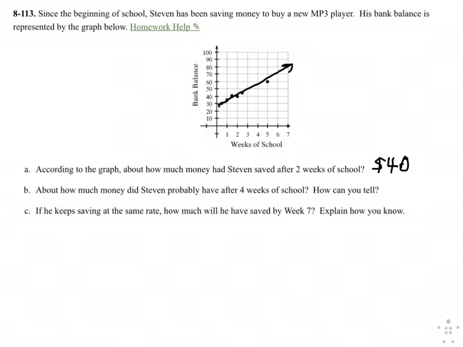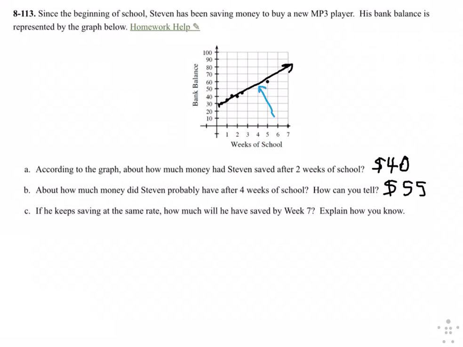So now the question says after 4 weeks of school. So after 4 weeks of school, we're looking right here. 4 weeks, it's right there, right? So I would estimate, looking on there, 4 weeks, that's 50, that's 60. It looks like it's around in the middle, so I'd say it's around $55, right?